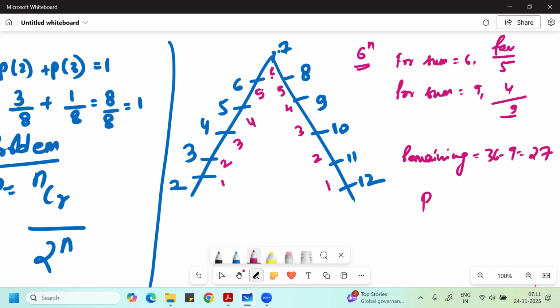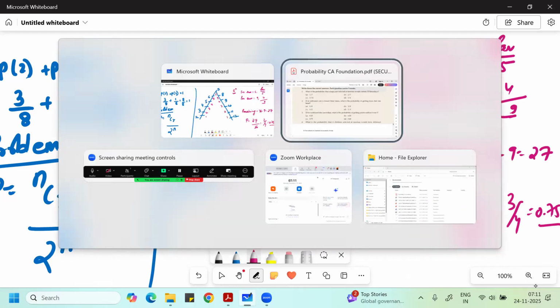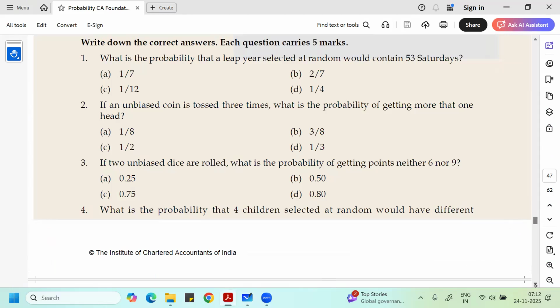So they're asking what is the probability the sum is neither 6 nor 9, means they're asking about the sum being either 2 or 3 or 4 or 5 or 7 or 8 or 10 or 11 or 12. If you do the sum, the favorable cases you'll get is 27, divided by total 36. So the answer for this is 0.75. Question number three, answer is option C, 0.75.